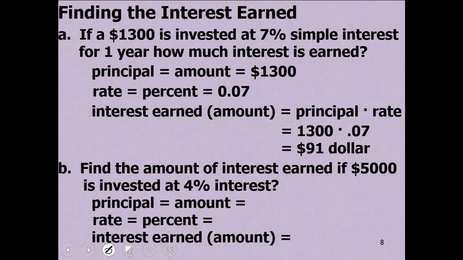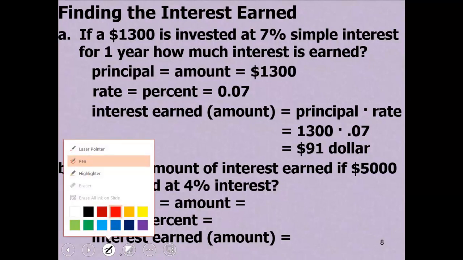All right. If $1,300 is invested at 7% simple interest for 1 year, how much interest is earned? So principal is the amount that you deposit. That's $1,300. That's what was deposited, $1,300.